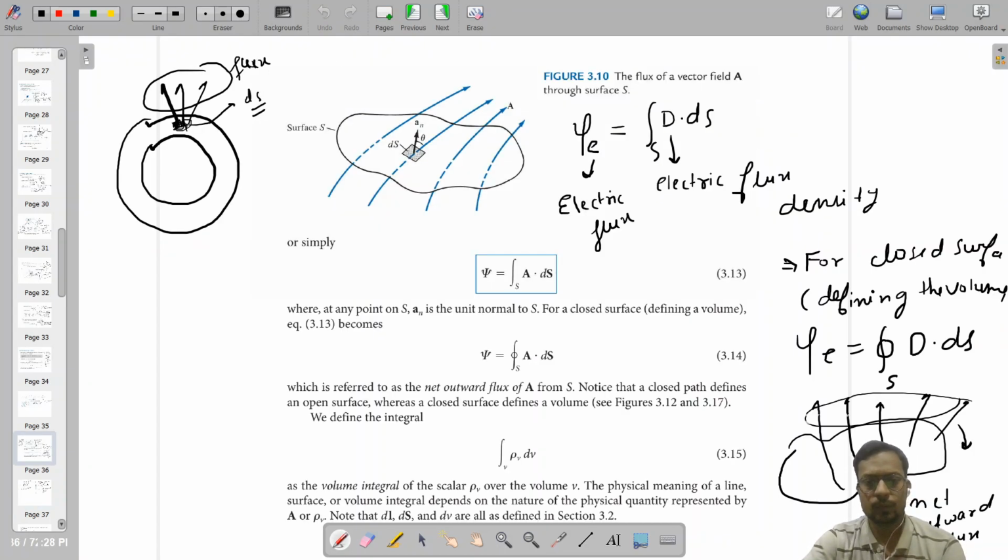So here in this equation, this denotes the net outward flux. The net outward flux of A from S.